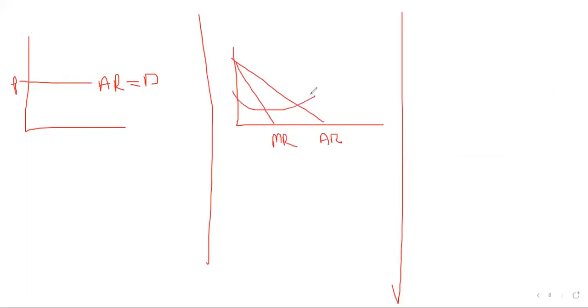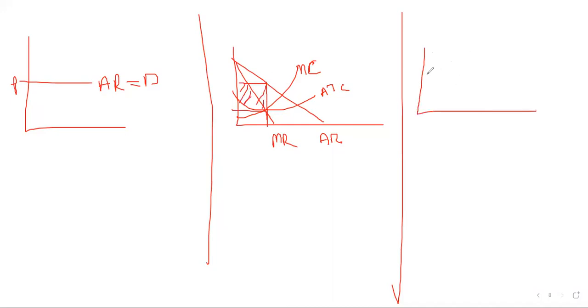So the price, MR, this is MC, then average total cost. So where marginal cost meets our marginal revenue, this is where the abnormal profit starts.